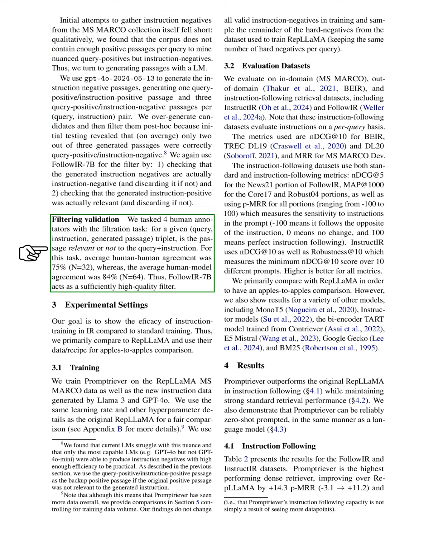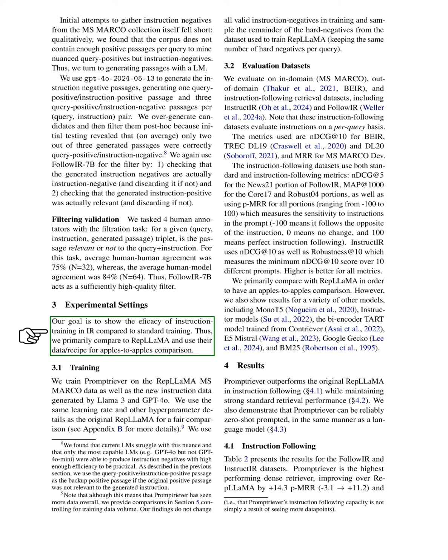For filtering validation, we had 4 human annotators assess whether a given query, instruction, generated passage triplet was relevant. The average agreement among humans was 75%, while the agreement between humans and the model was 84%. This indicates that FollowIR-7B serves as a reliable filter.